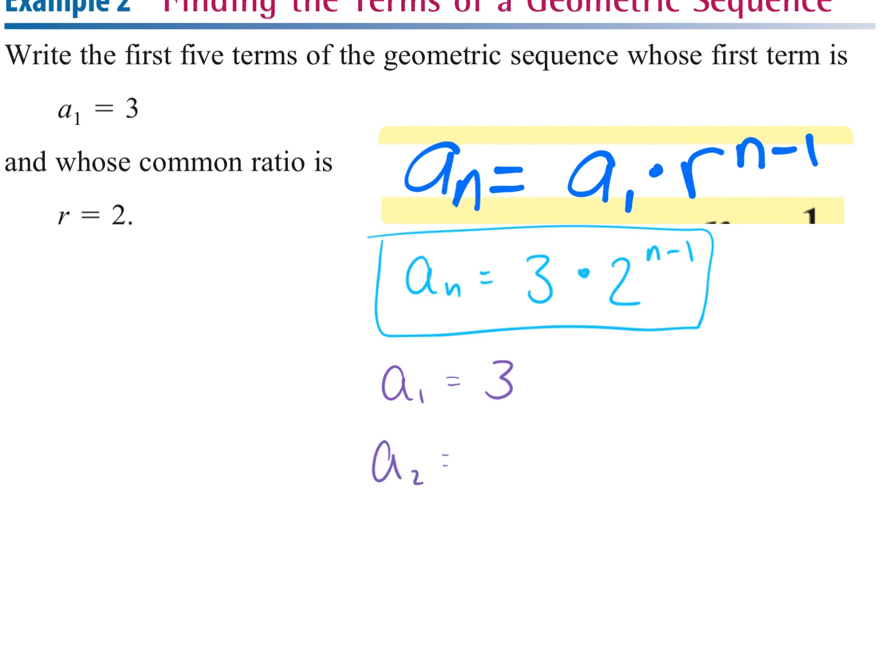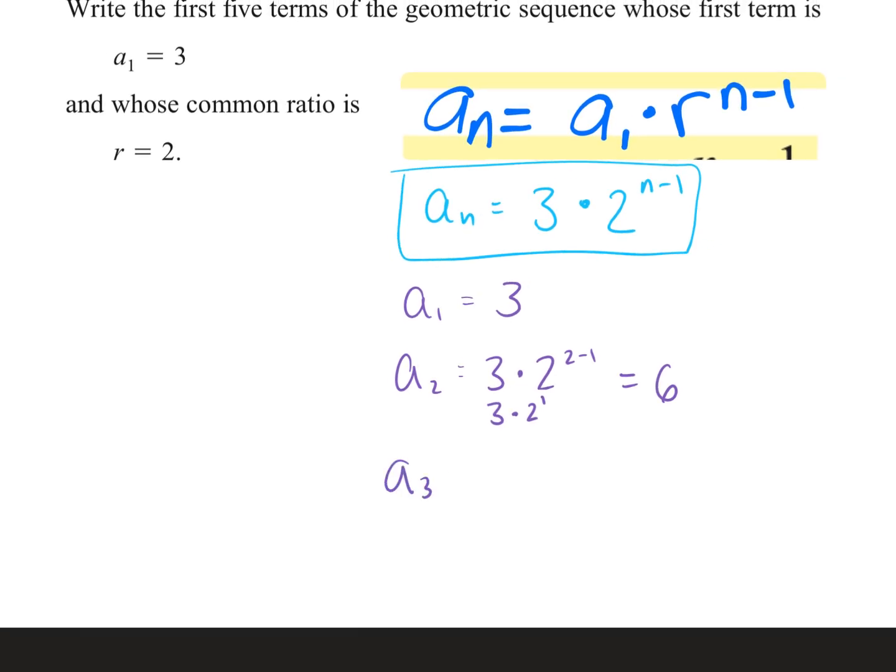To find a sub 2, I can plug in 2 for n. So I have 3 times 2 to the power of 2 minus 1. This would be 3 times 2 to the power of 1, which would be what? 6. Awesome. Let's find a sub 3. Next we're going to plug in 3 for n. So 3 times 2 to the power of 3 minus 1. This would be 3 times 2 squared. 2 squared is 4, and 4 times 3? 12.